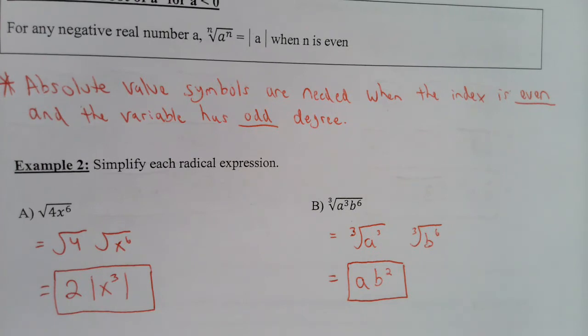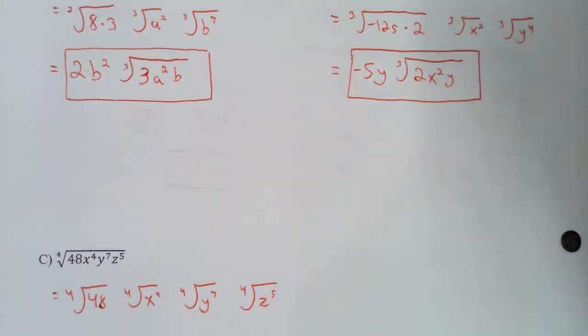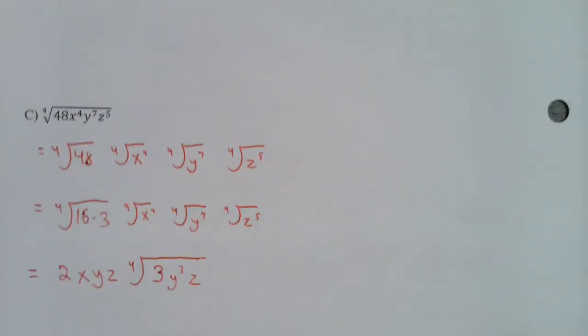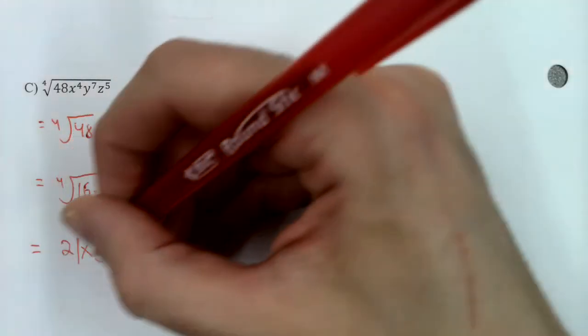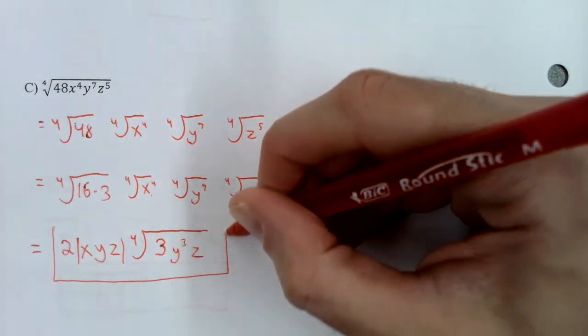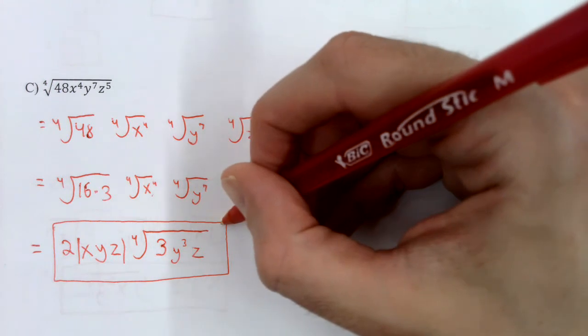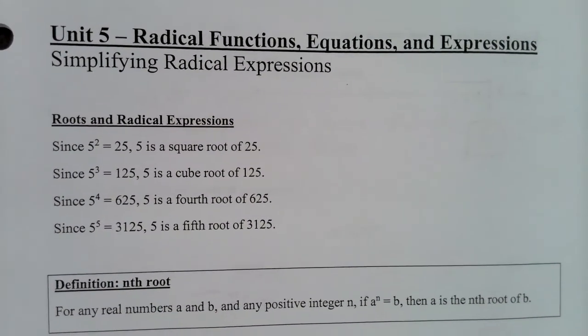And remember, absolute value symbols are needed when the index is even and the variable has odd degree. So in my final answer, since the index was even, all my variables right here have odd degree, so they're all going to go in the absolute value symbols like that. And that's the final answer. That was a pretty tricky lesson, okay? So again, that lesson was called Simplifying Radical Expressions.